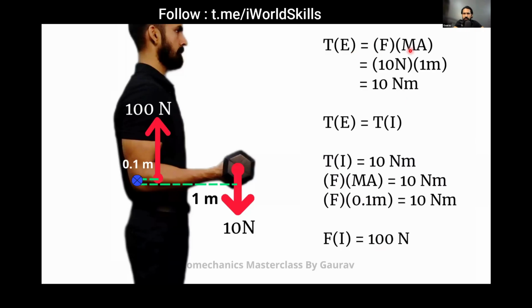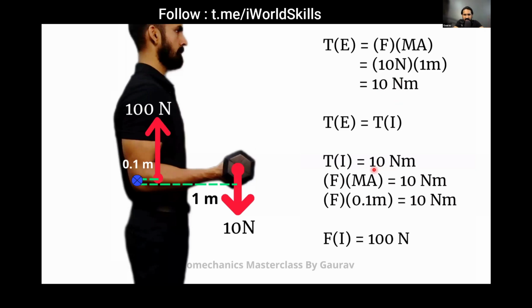External torque is equal to force multiplied by moment arm. 10 Newton multiplied by 1 meter gives you 10 Newton meter of torque. 10 Newton meter of external torque. Now for this particular scenario, we have already concluded that external torque is equal to internal torque. So internal torque is also going to be 10 Newton meter, guys.